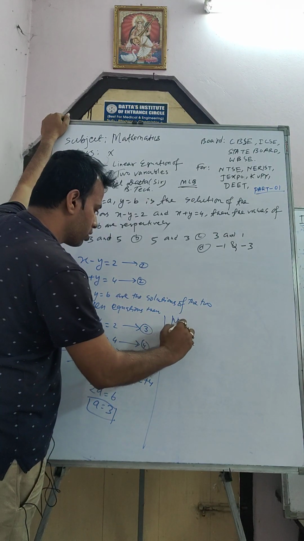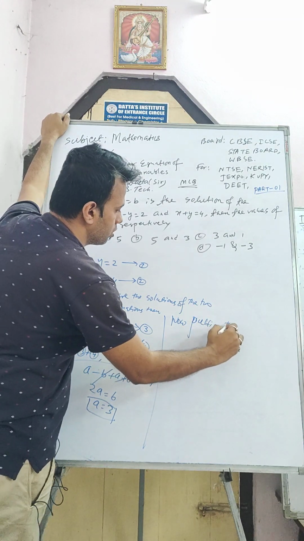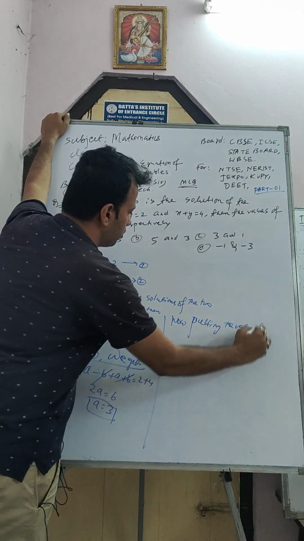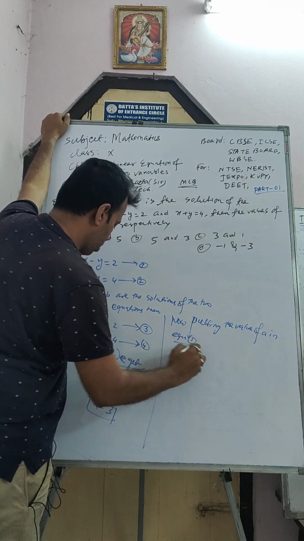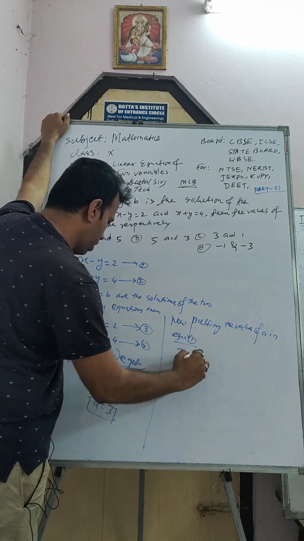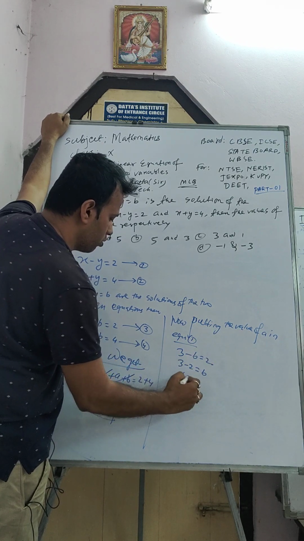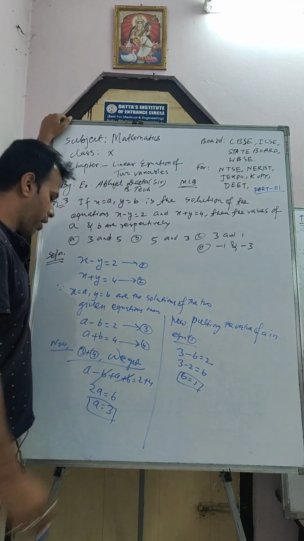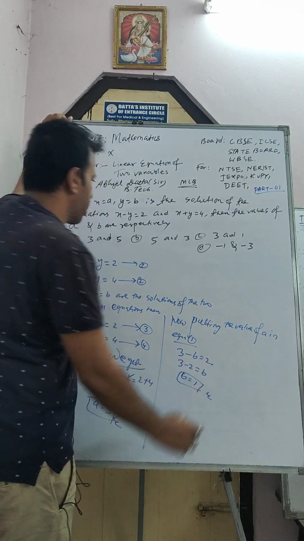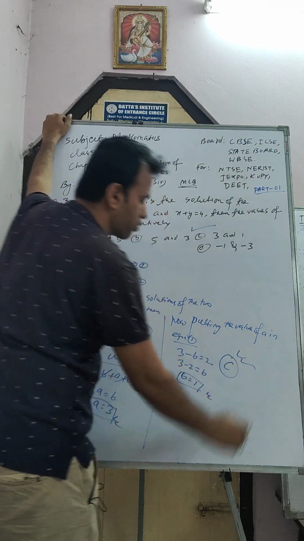Now putting the value of a in equation 1. So what will we get? 3 minus b equal to 2. So 3 minus 2 equal to b. So b will be 1. Okay, so a is 3 and b is 1. A is 3, b is 1. So option C is the correct answer. So option C is the correct option.